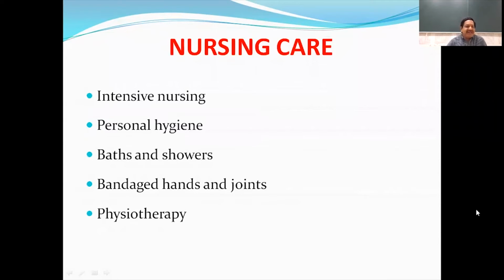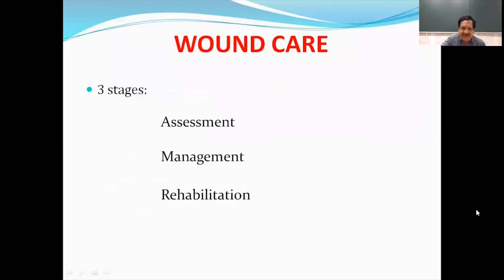Nursing care, intensive nursing is required, personal hygiene. Now the patient is definitely in danger from the medical and paramedical personnel. For the reasons which we have already discussed, regular baths and showers, bandaging hands and joints, physiotherapy to prevent contractures. All this intensive nursing care is required.